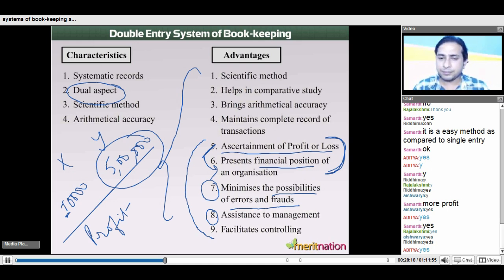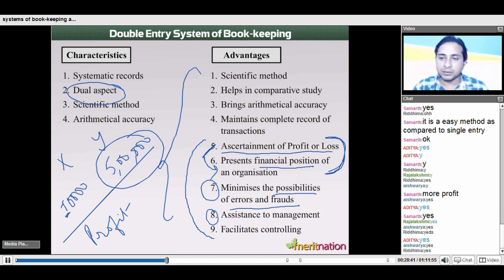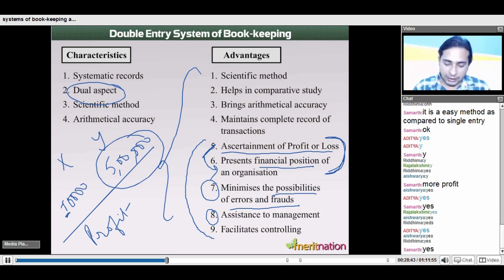Fine. And the management can look at the present condition and the future condition, and accordingly they will be designing their policies. So this point is also linked with the same thing, that when we have the complete records, we have the proper maintenance of record, it is going to help the management. And once the management is having a complete record, it again helps them to facilitate controlling.